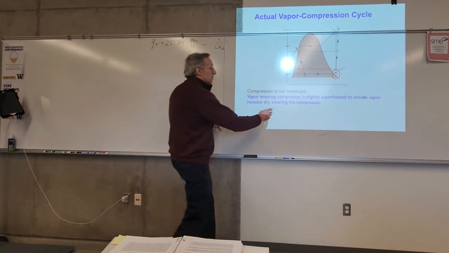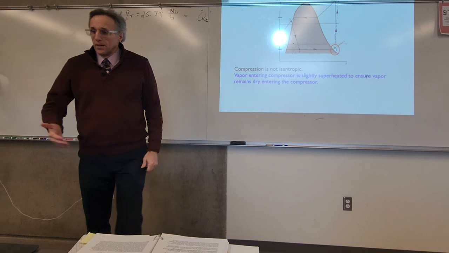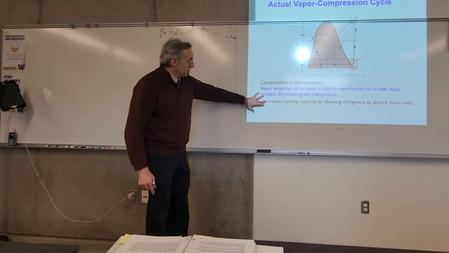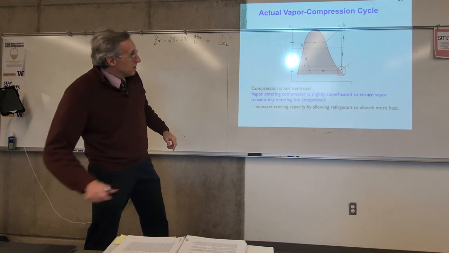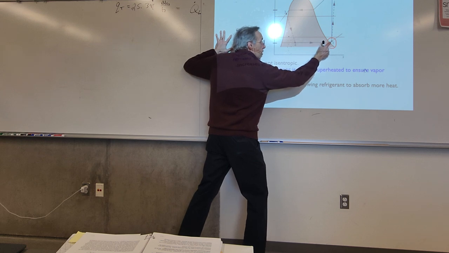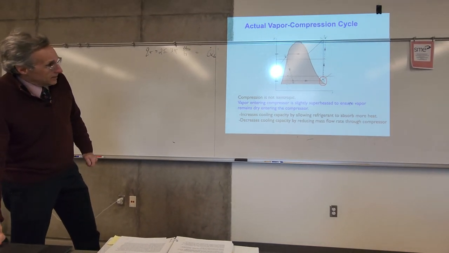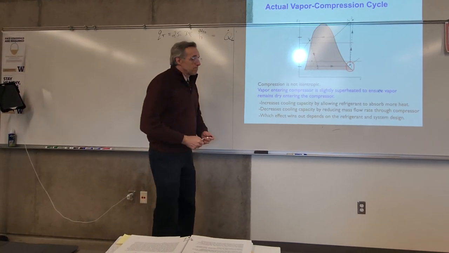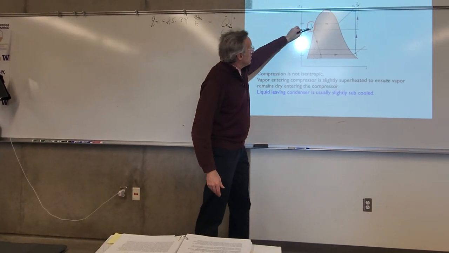Also, the more superheated this is, the less work the compressor has to do to superheat, so it helps to reduce the energy consumption. It allows the refrigerant to absorb more heat, because the refrigerant can continue to absorb energy from the space that we're cooling a little bit longer. And then it reduces the mass flow rate through the compressor. Then the liquid leaving the condenser is slightly subcooled.